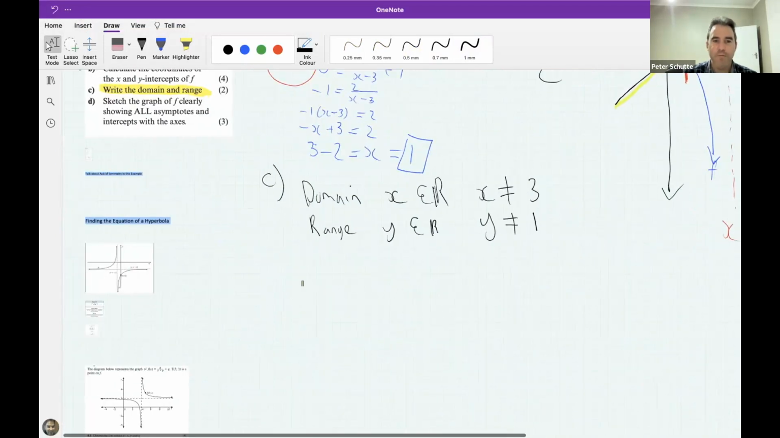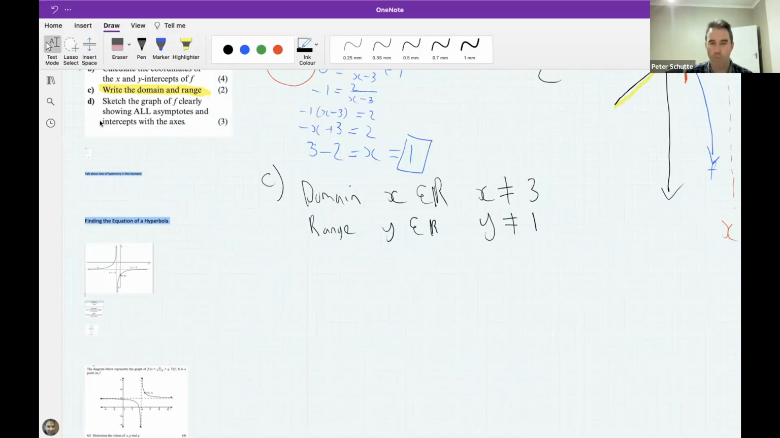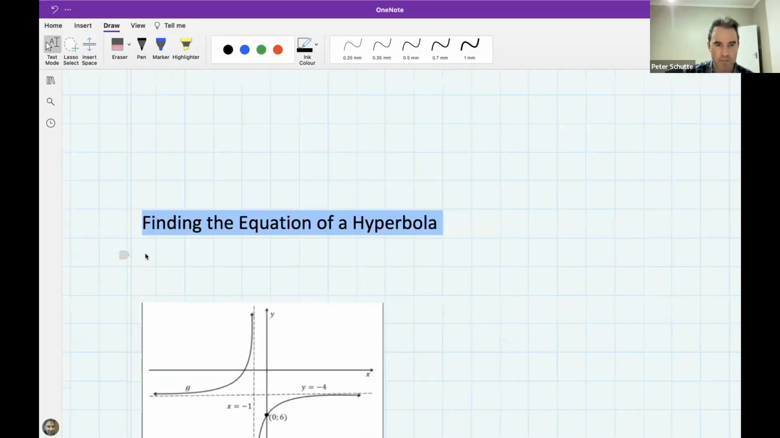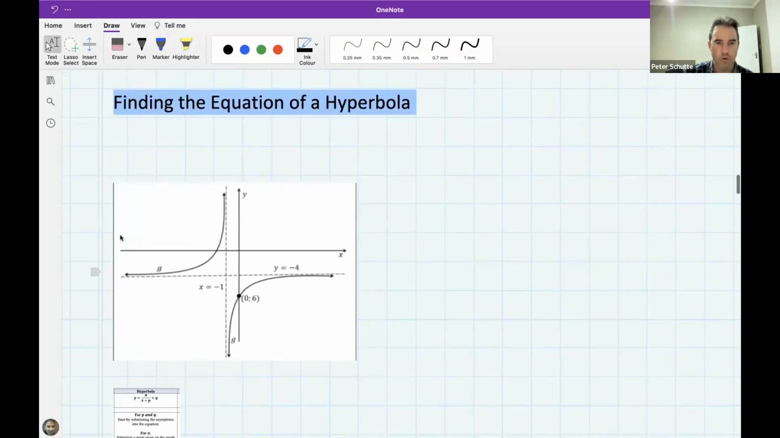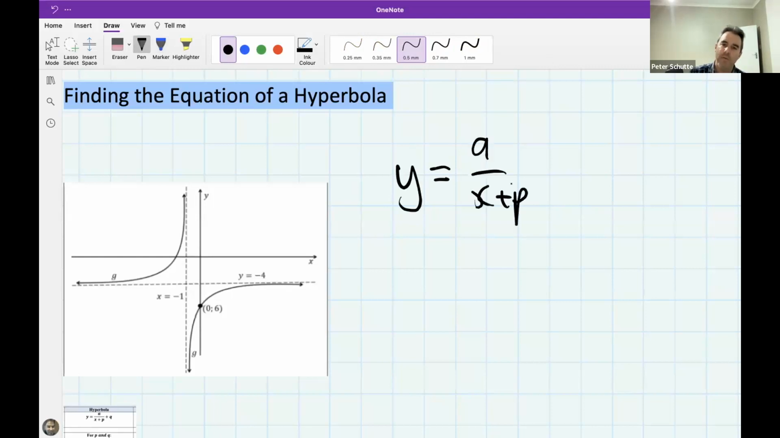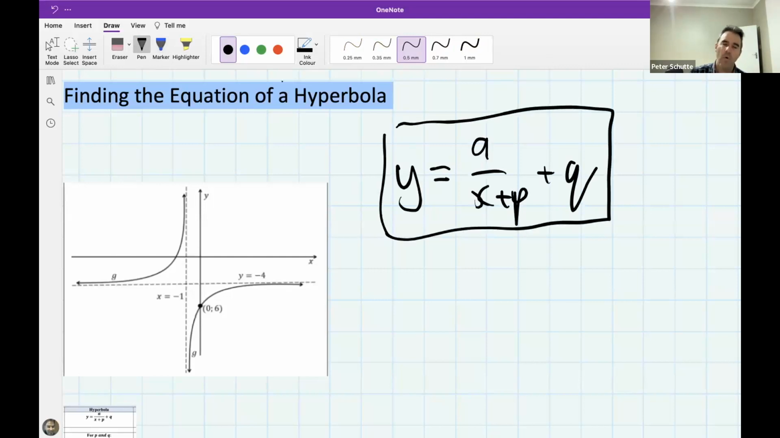Okay, now, before we go off and have our break, I want to squeeze in one more new idea. Now, you guys are getting very good at drawing graphs, and I want to just say that maybe sometimes, instead of actually having to draw a graph, you might have to figure out the equation of a graph. And so I want to just talk briefly before the break about how we might do that. Now, we know that the standard form of a hyperbola will look like that. And so in order to find the equation of the graph, we need to find A, P, and Q.